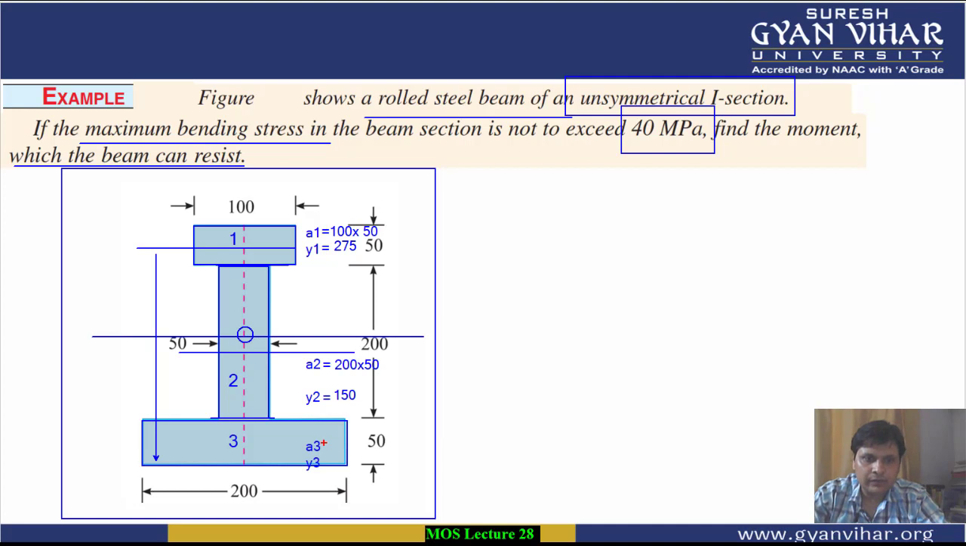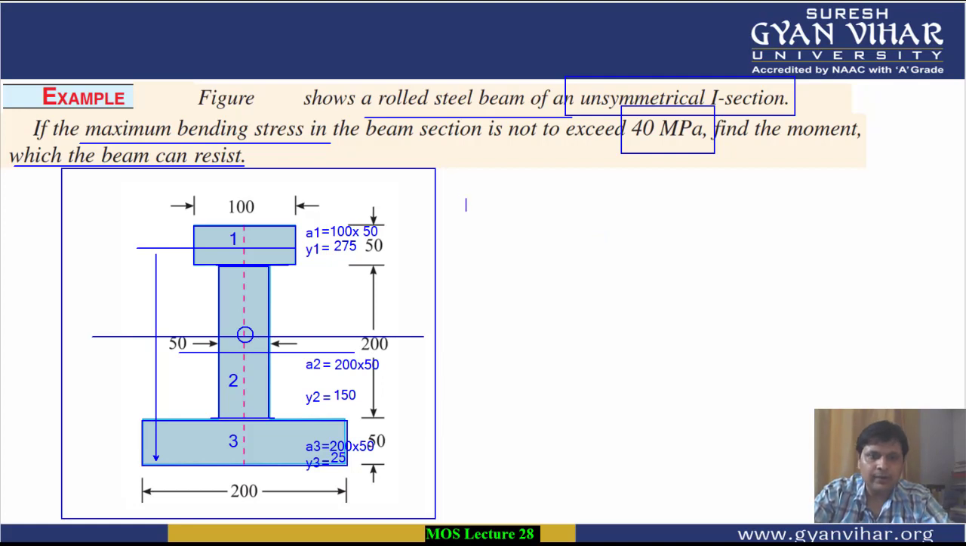Then, student, coming into A3, A3 will be how much? Again, the area: its width is 200 multiplied by its depth 50. This is the area, and Y3 will be equal to what? Y3 means the distance from the bottom, so half of 50, which is equal to 25. So A1, Y1, A2, Y2, A3, Y3, all three we have calculated.